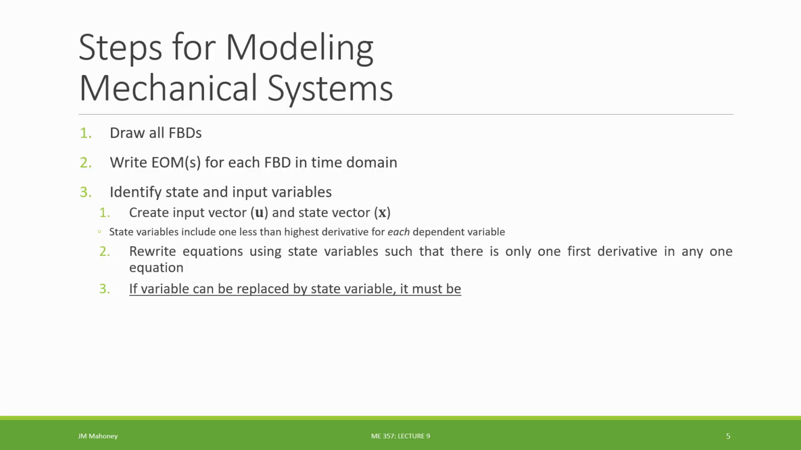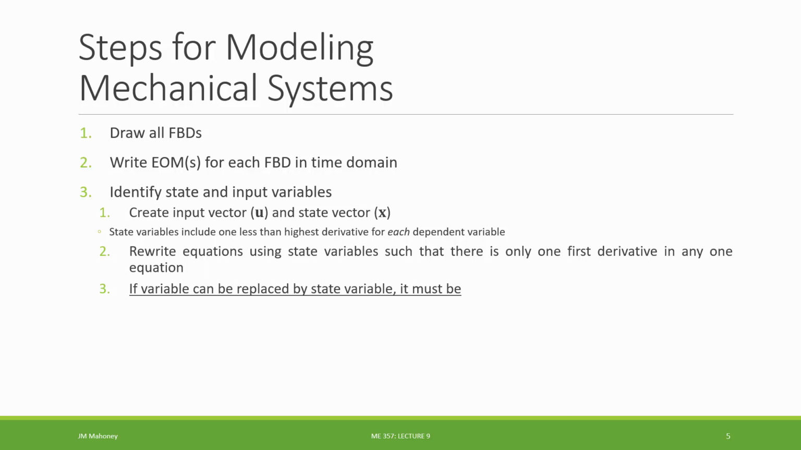But we want to be careful of this because there will be times where the highest derivative in any of the equations of motion is only a first derivative, or potentially we could see a third derivative. So the general rule is all but the highest derivative in any of our equations of motion become state variables and go into our state vector. So we're going to see in the examples really how we are identifying these different variables and putting them together.